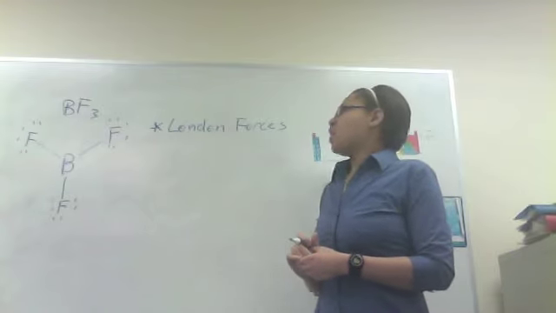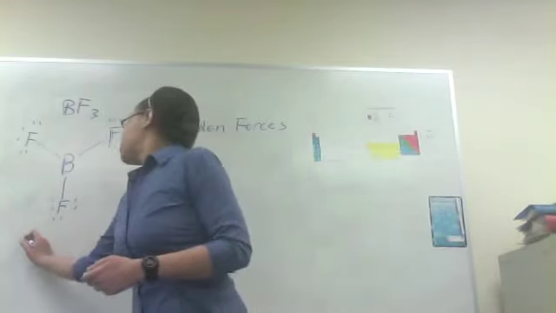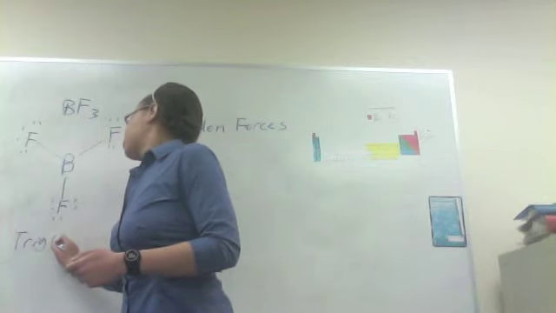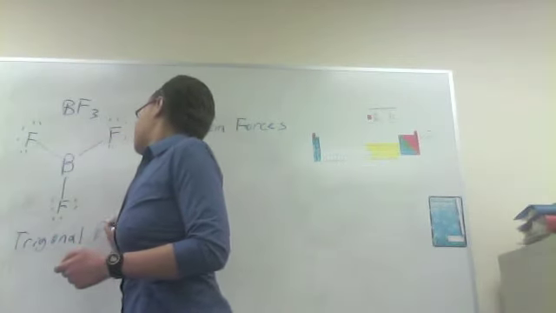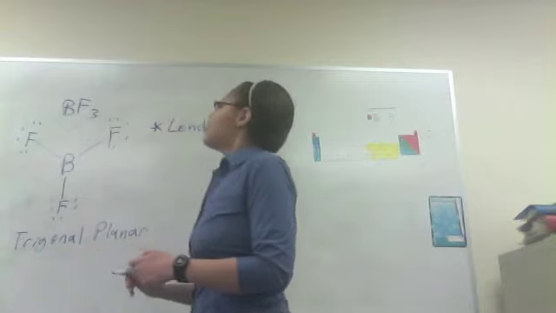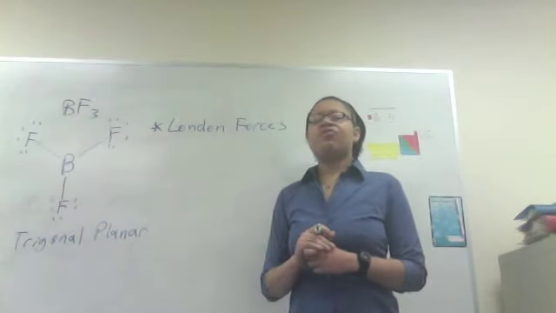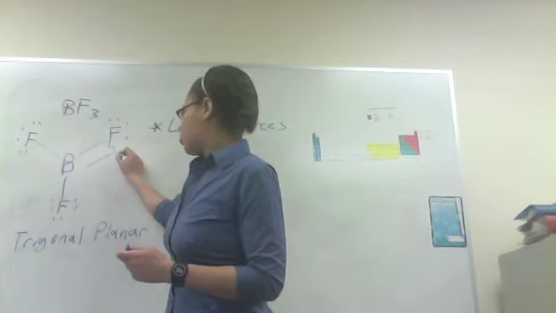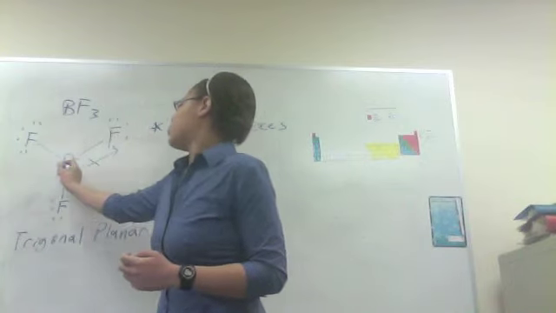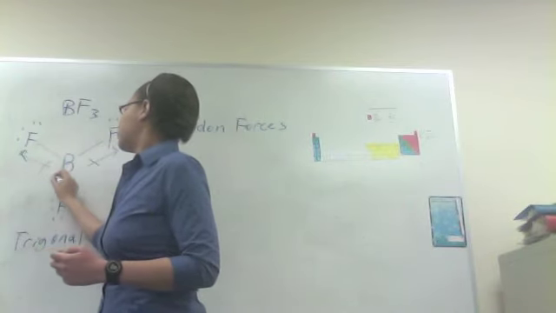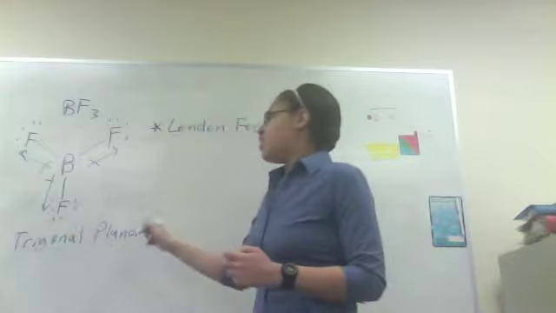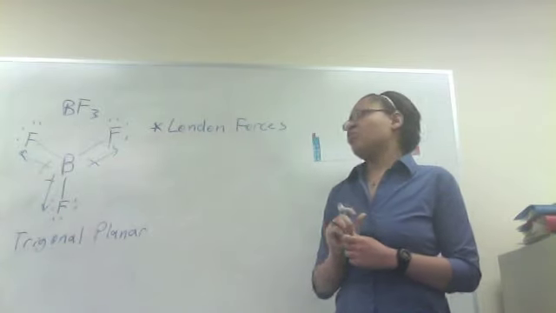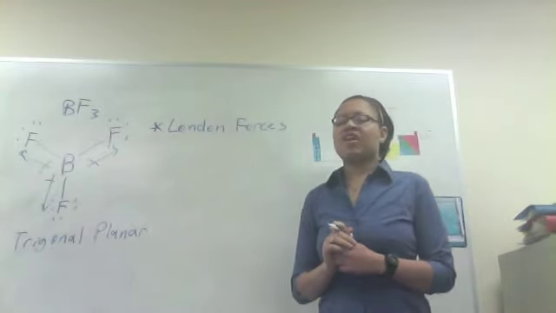BF3 has a trigonal planar geometry. All of the boron fluoride bonds are equivalent, so you can draw these bond dipoles that will point towards the fluorine, since those are most electronegative. And because of the trigonal planar geometry, those bond dipoles will cancel out, so we would expect BF3 to be nonpolar.